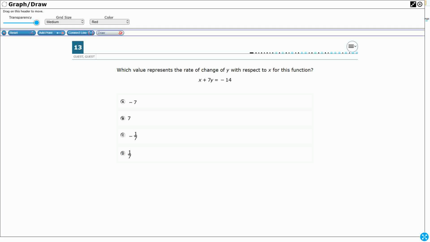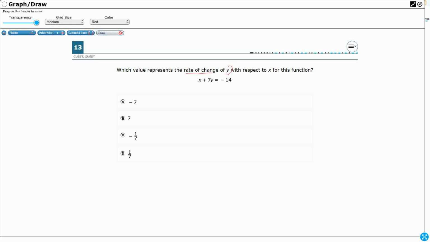So we are looking for the rate of change of y with respect to x, and we do know that it is a function. All right, if we are not sure what to do and how to quickly look at this, let me show you one method that will always work. It might take a little bit more time, but it's creating a table of values. So let's create a table of values.